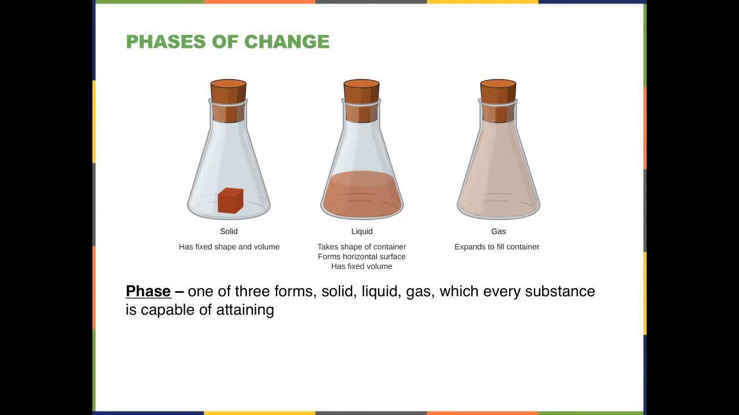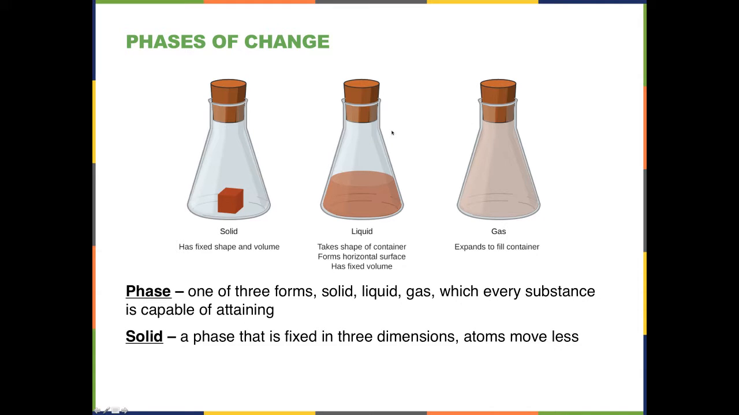One of those forms is known as the solid phase, which is over here. A solid phase is fixed in 3 dimensions. The atoms move less, and what you notice is it has a fixed shape and a fixed volume. Now it's not entirely fixed. If you put enough force on this cube, you can make it smaller than it currently is, but it takes a huge amount of force in order to do that. The atoms in this solid are fixed in place in what's known as a lattice, and that's what gives the solid its fixed shape and volume.